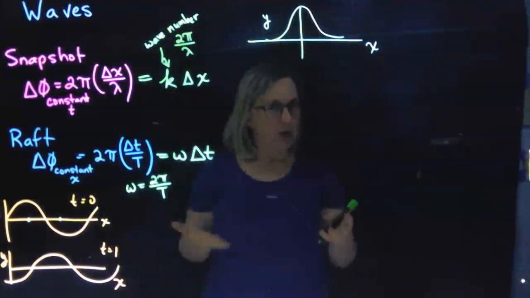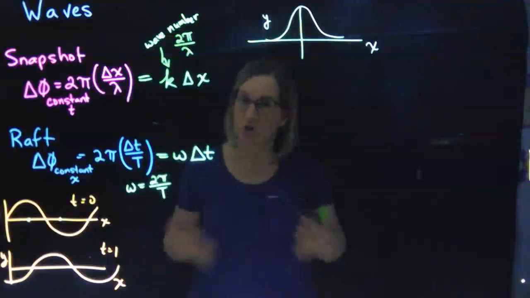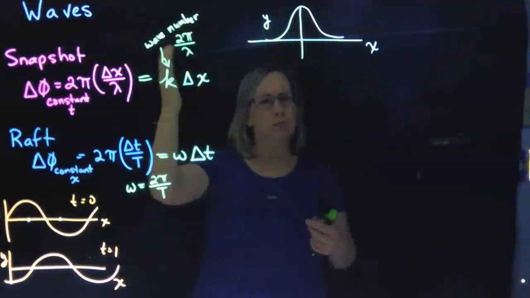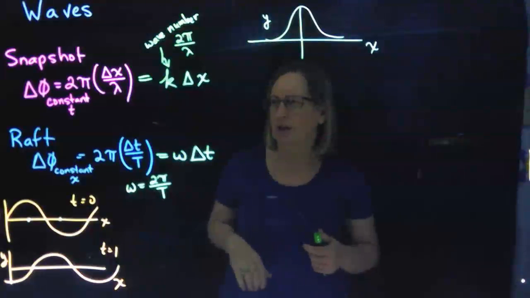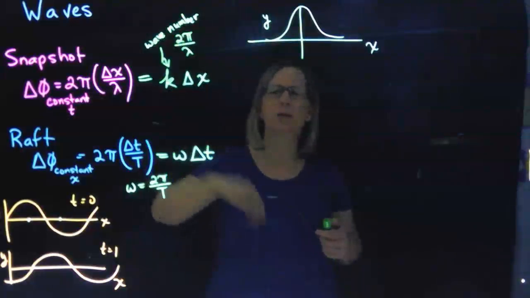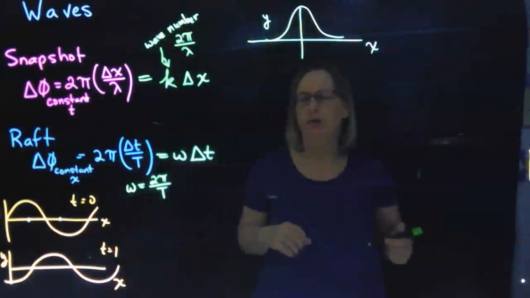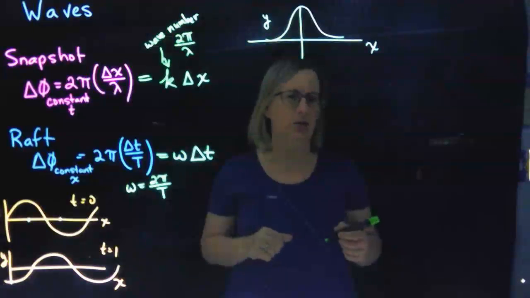So when you look at equations for waves and you see a k, please don't think spring constant here, because this is the wave number. It is measured in 1 over meters, okay? It's related to the wavelength. So this is the way we can describe this phase difference. And we're going to use this right now to describe how we want to deal with a wave.